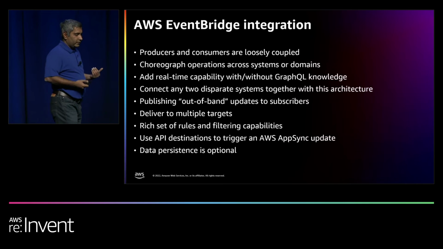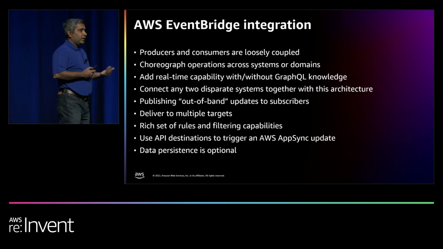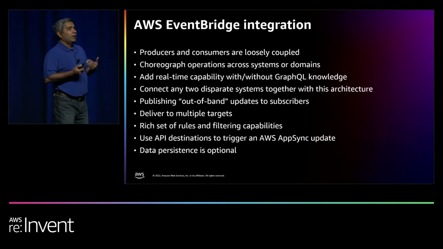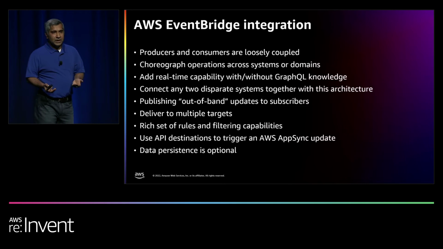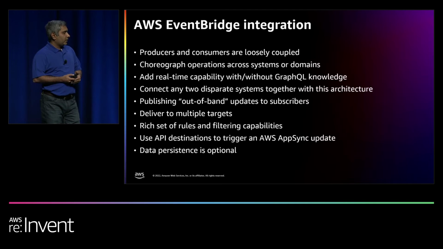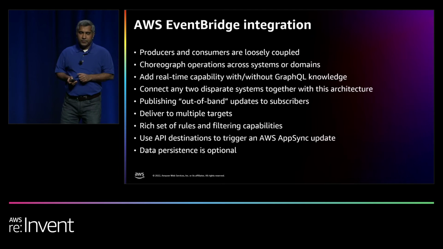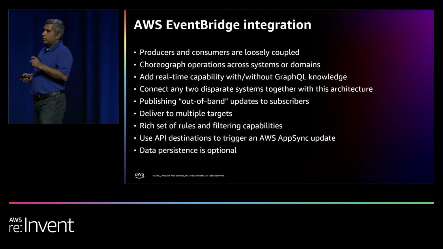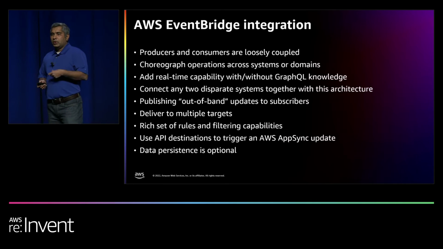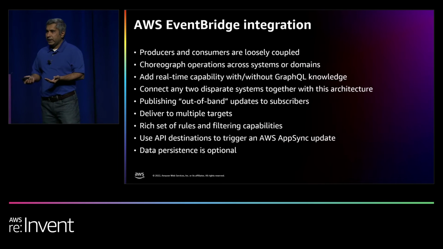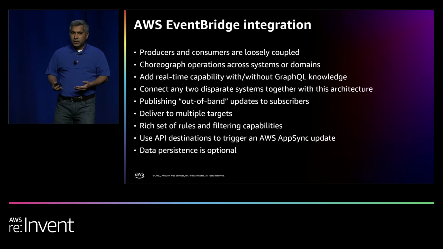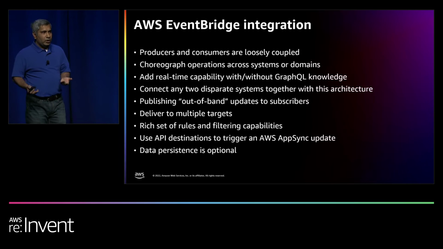Again, there is a rich set of rules and filtering capabilities. What I mean by filtering capabilities is you can filter based on some message conditions in EventBridge and apply transformations as well. We are going to use API destination to trigger an AWS AppSync update. Data persistence is optional. Meaning if you trigger a mutation to AppSync, you could choose to use a local resolver, or DynamoDB or any other data source resolver, if you want to persist data, or not persist data, based on your use case.